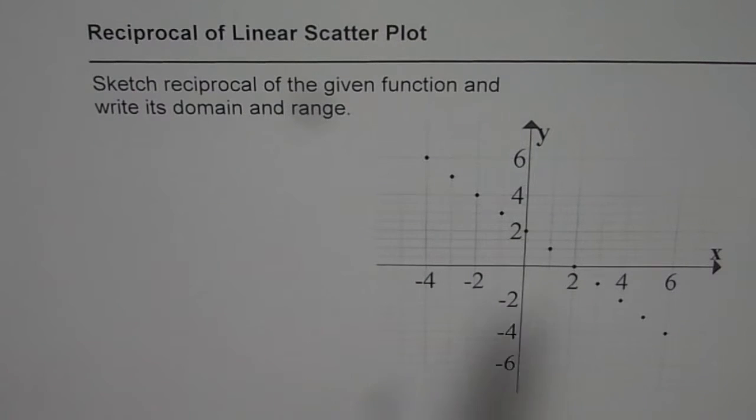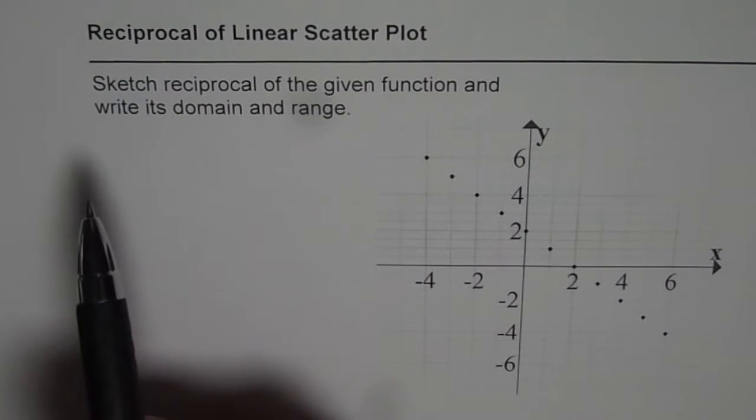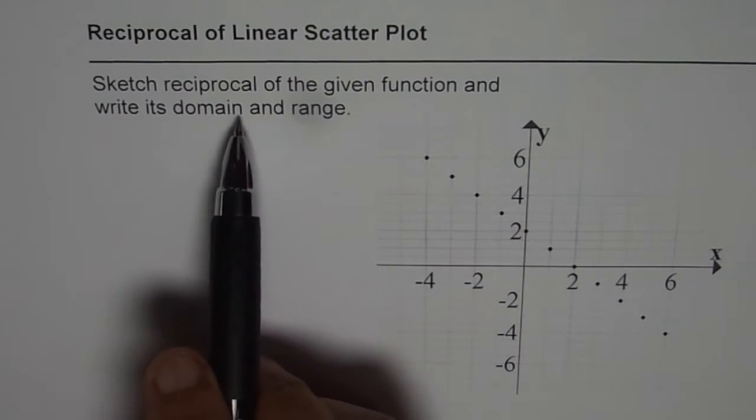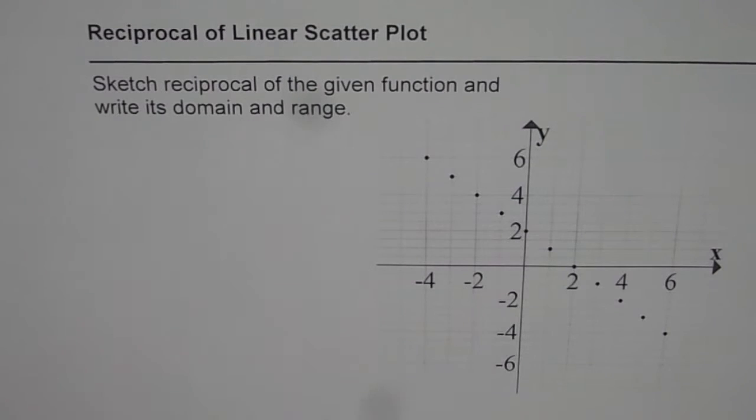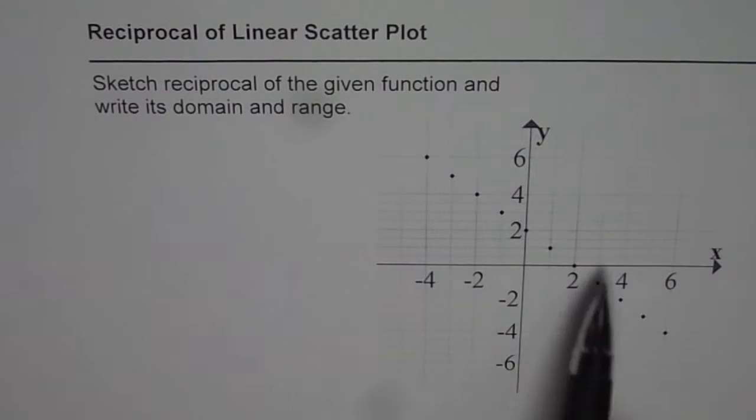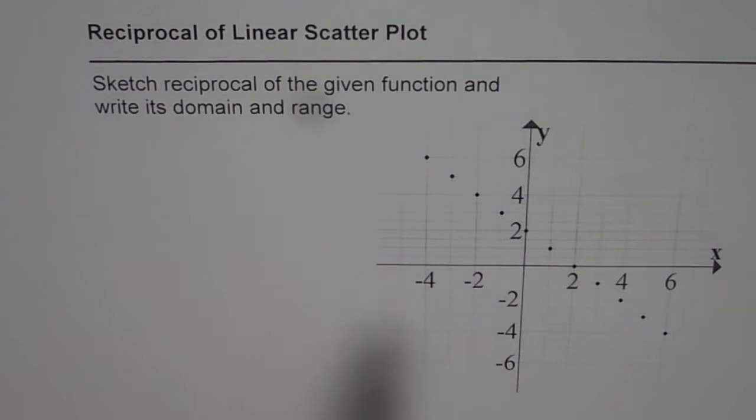Think like this, that we are given a table of values in which we have written x and y values, and I have just plotted them on a graph. You need to sketch the reciprocal of that function, correct? So the question here is: sketch the reciprocal of the given function and write its domain and range. That is the question. Now in this case we are given a graph and some points on the graph.